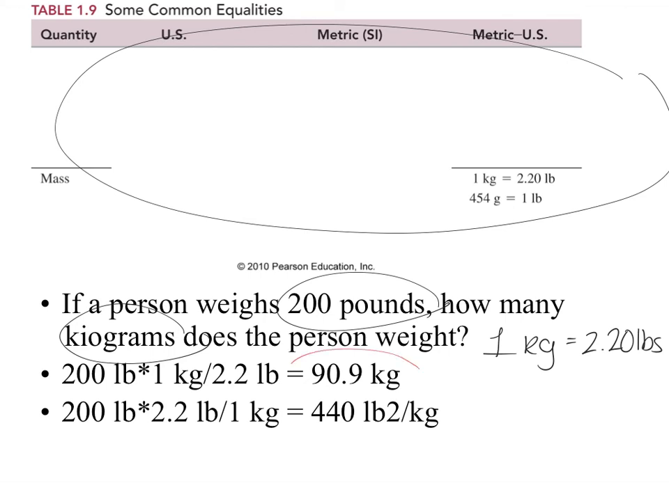Okay, I'm hoping you got an answer of 90.9 kilograms. Now, I'll tell you something, I'll be honest. Sig figs. If you're telling me 200 pounds, that's only one sig fig. Your answer should really only have one sig fig, and that would be, without the decimal, 90 kilograms. Okay?